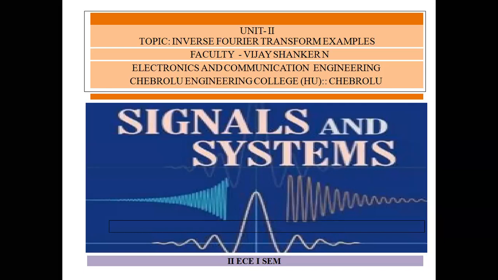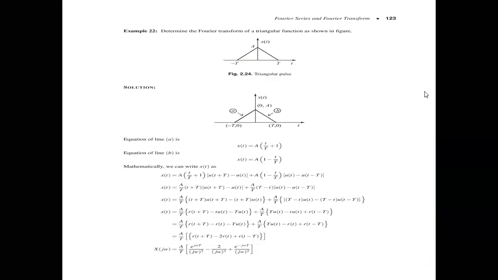Today, we are going to discuss the inverse Fourier transform examples. For the last 3 days, we have been discussing examples of the Fourier transform and the inverse Fourier transform, with different types of examples. In the last class, we missed the last part of the Fourier transformation of the triangular wave.